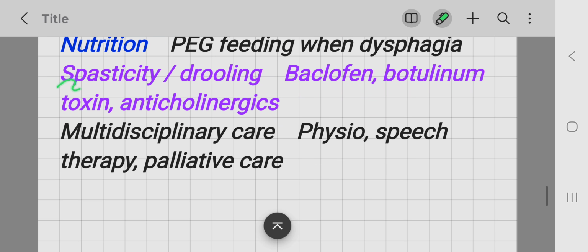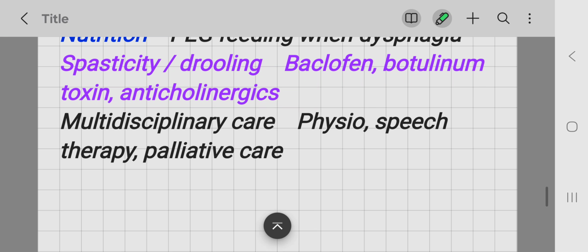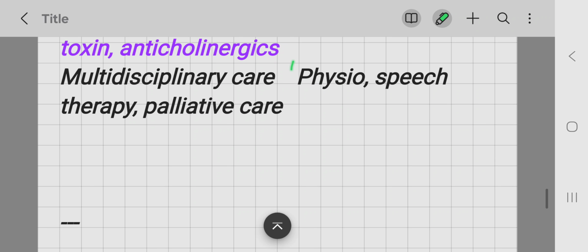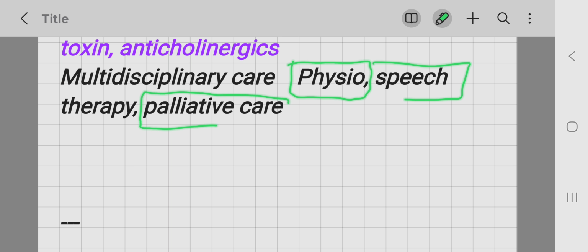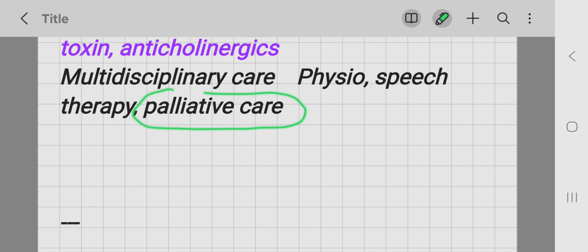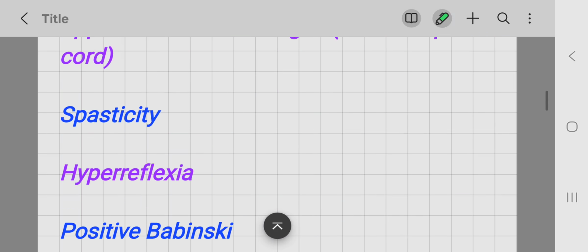For spasticity, when there is upper motor neuron lesion, you have to give baclofen, you can give botulinum toxin, and for drooling of the saliva, you have to give anticholinergics. Multidisciplinary care like physiotherapy, speech therapy, and palliative care treatment, because this is a disease that can't be cured. Therefore, you have to manage it with a conservative approach. Therefore, palliative care treatment is also important. So this is all about motor neuron disease.